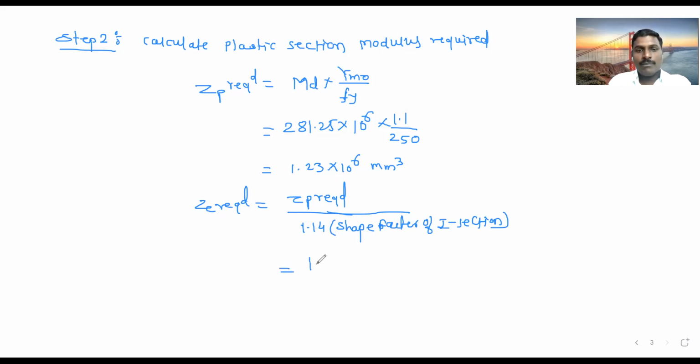Okay. So now 1.23 into 10 raised to 6 divided by 1.14. So how much is this? 1.078 into 10 raised to 6.